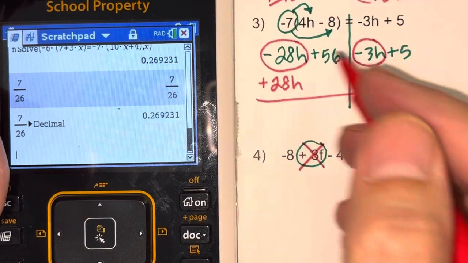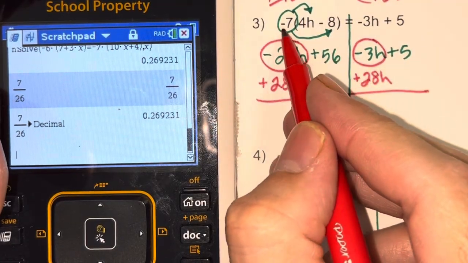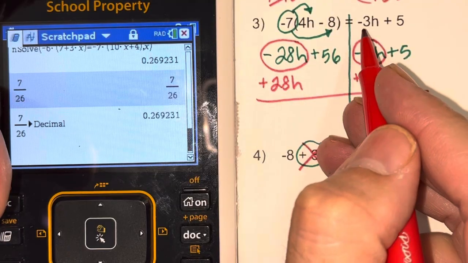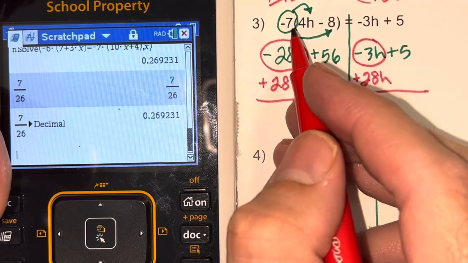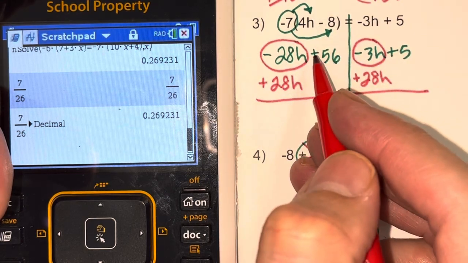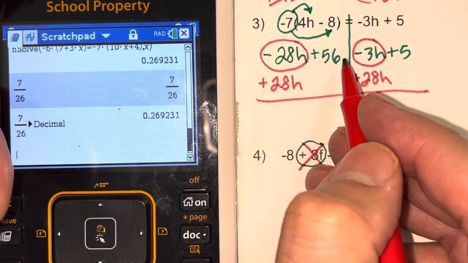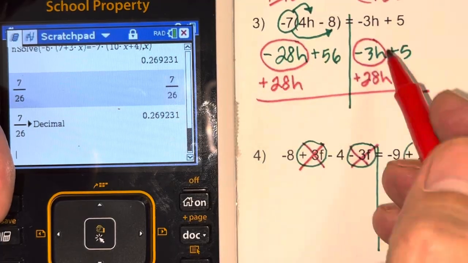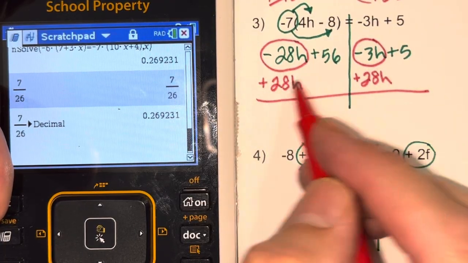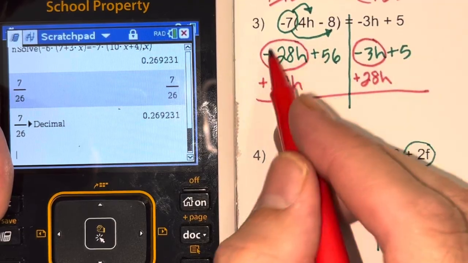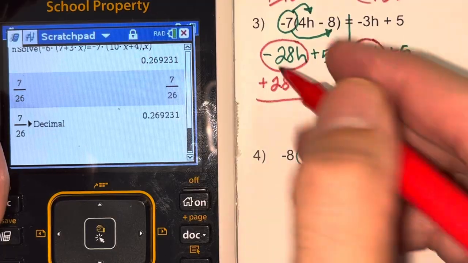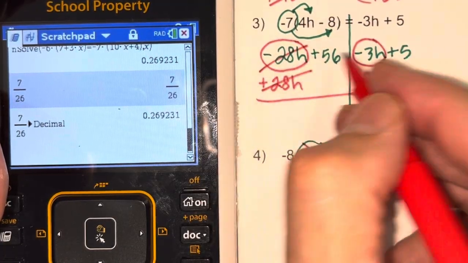Okay, take a look at number 3. We're going to distribute negative 7 times 4. It's going to give us negative 28. And there's no distributive property over here, so we got negative 7 times negative 8, which is a negative times negative is going to be positive 56. So if we add 28h to both sides, that will get rid of our negative 28 and give us more positive h's over here. So we got variables on both sides.